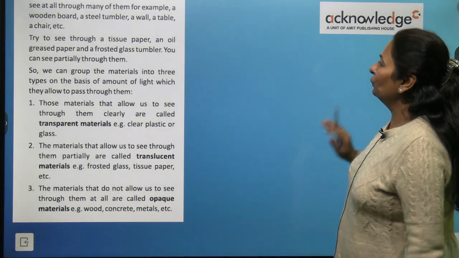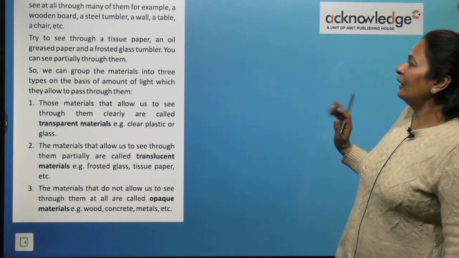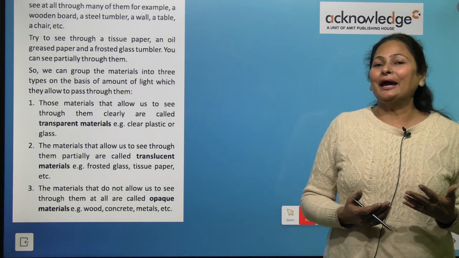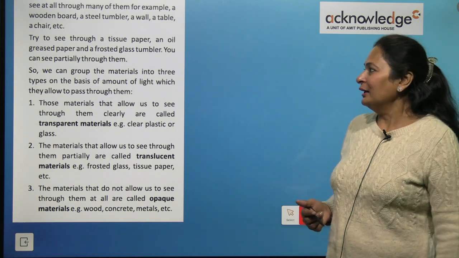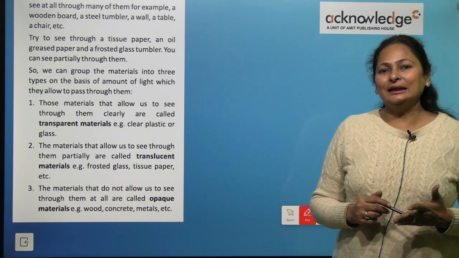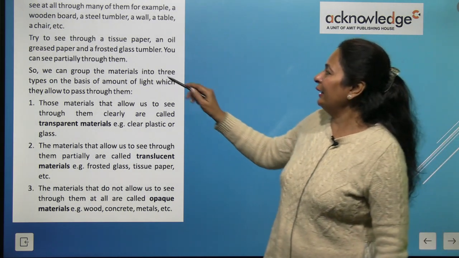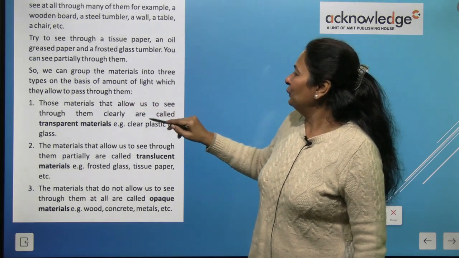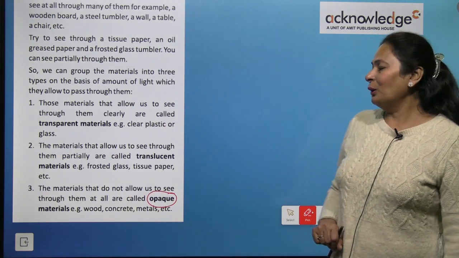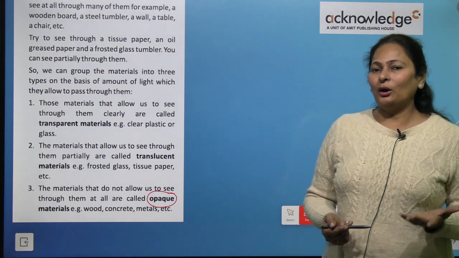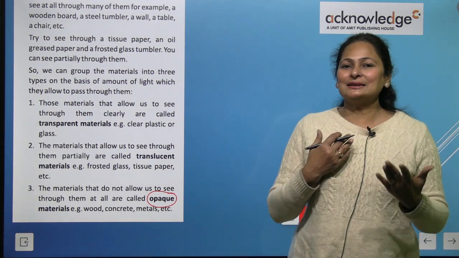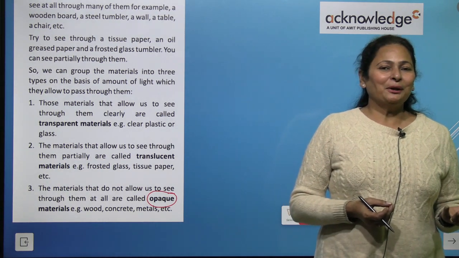Now see many examples: a wooden board, steel tumbler, wall, table, chair. You won't be able to look out of them, right? So these are called not transparent, or you can say these materials are opaque, right? The materials that do not allow us to see through them are called opaque materials. Why is it happening, kids? Because light is not passing through these objects, right? So that is why you are not able to see.